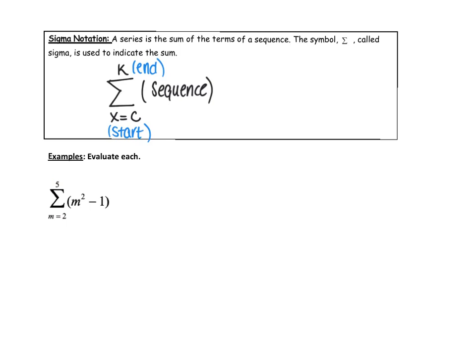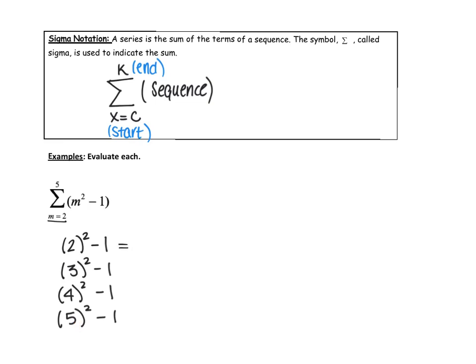So I'm going to plug in 2 first for everywhere I see an m. So 2 squared minus 1. Then I'm going to plug in 3. 3 squared minus 1. Then I'm going to plug in 4. 4 squared minus 1. And then I'll plug in 5 squared minus 1. Notice 2 is where I started and 5 is where I ended. So you're going to go all the way up from 2 and end at 5.